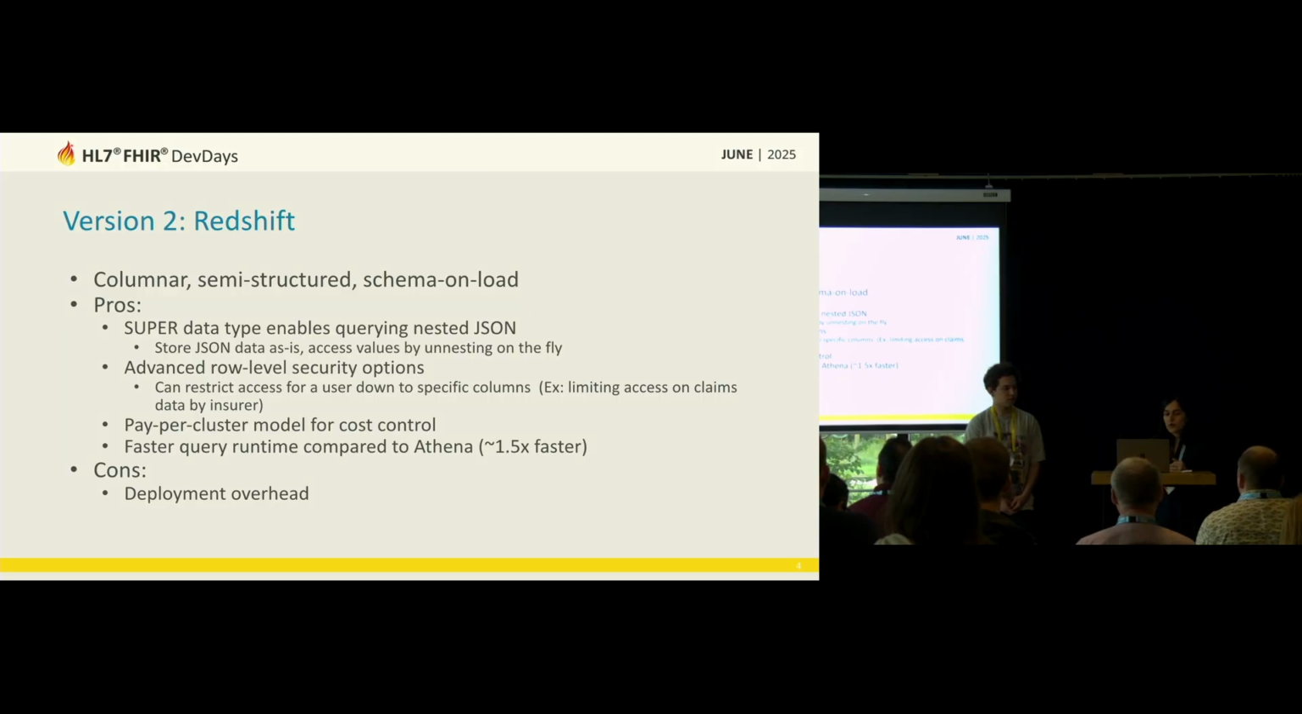Redshift also performed faster compared to Athena, mainly because of its schema on load. The schema is enforced when the data is loaded, so that happens before querying. But Redshift comes with the fact that you need to have a full-on ETL pipeline maintained and deployed into your customer environments.